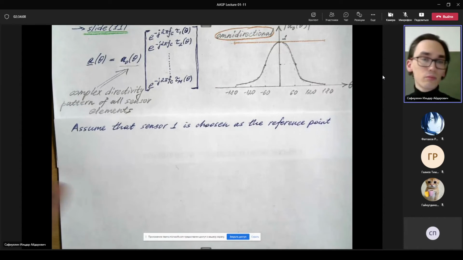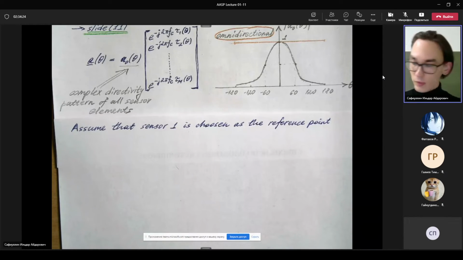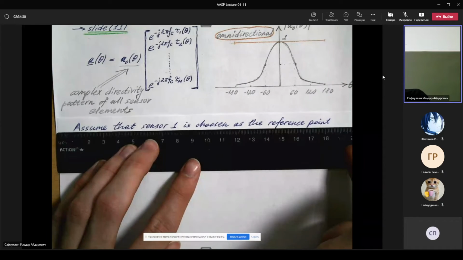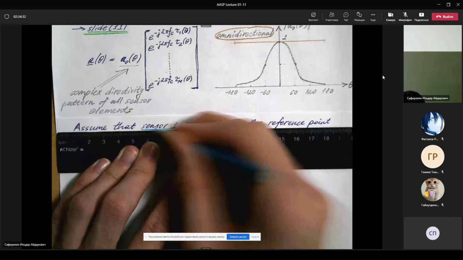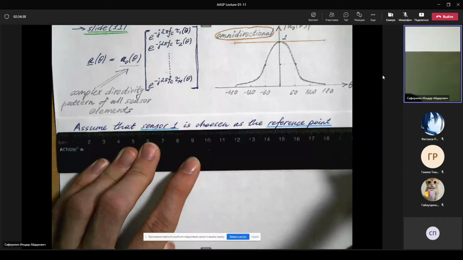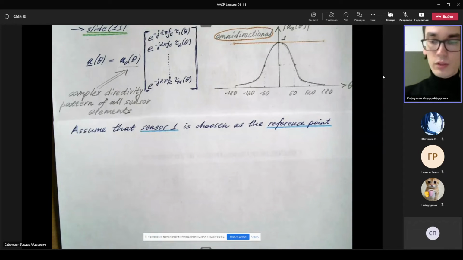And of course, we can choose different sensors of this array as the reference point. We will have only one change in these things. So let's first start with this sensor 1, for example. In this case, we can say that sensor 1 will be the origin of our antenna array.